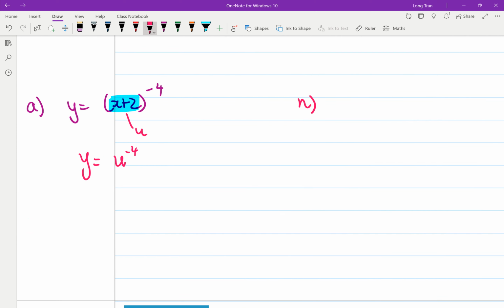So n is y is equal to the square root of 5x squared minus 2. This used to be a 2010 exam question, something like that. But now it's too easy for you guys, so they won't do that anymore. But back then when they were first learning chain rule, this is a typical one. So how would you do this one?